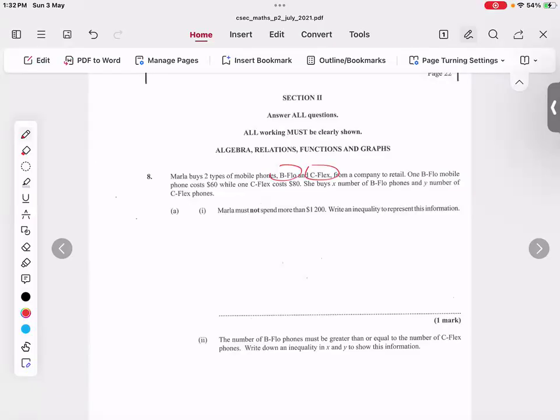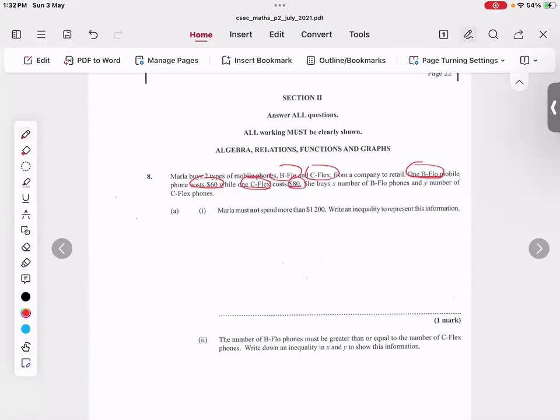All right. Now what is she saying? One B-Flow costs $60, while one C-Flex costs $80. You notice I'm underlining stuff? I'm underlining what's important in the question. So one B-Flow will cost $60 and one C-Flex will cost $80. That's going to be important.